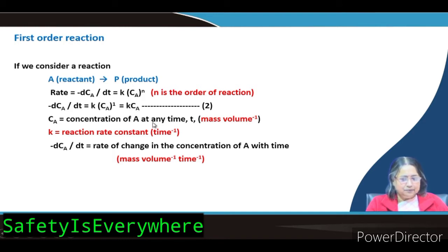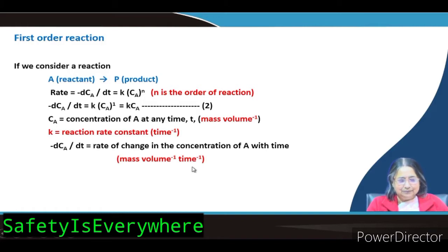In this case you have to remember one thing: what is C_A? C_A is the concentration of A at any time t. You have to remember this thing, okay. For any numericals you have to do, or any kinetic analysis you want to do, you have to remember that C_A is nothing but the concentration of A at any time t, okay. And now dC_A/dt is the rate of change of concentration of A with time.